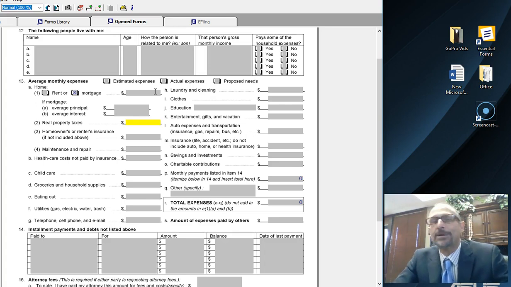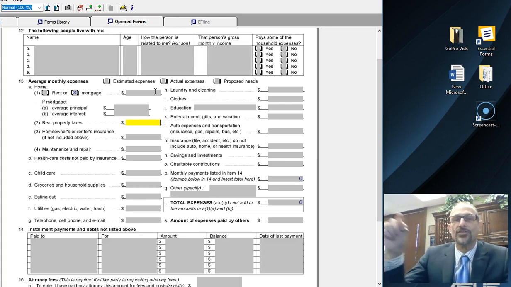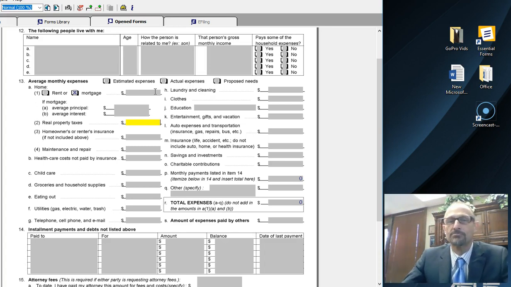If you pay your property taxes separately, or whatever your property taxes are, this is asking for an average monthly income. So if you spend $6,000 every 6 months on your property taxes, that's $1,000 a month, and $1,000 goes on that line. Homeowners or renters insurance, put that in there.